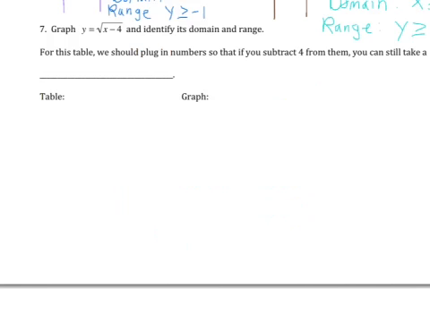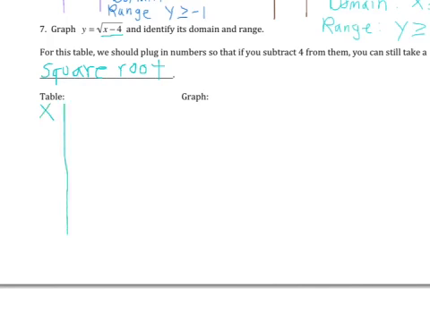For this next problem, y equals the square root of x minus 4, notice that the minus 4 is inside of the square root symbol. This is going to be a little bit more difficult to graph because for this table, we should plug in numbers so that if you subtract 4 from that number, you can still take a square root. So we have to be very smart about what numbers we plug in to the table.